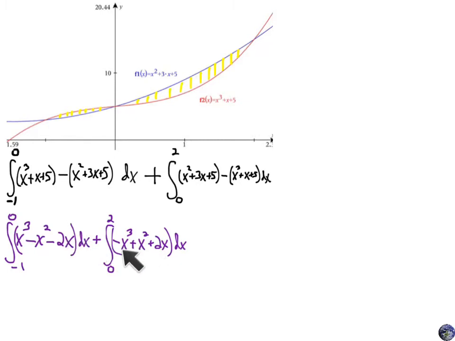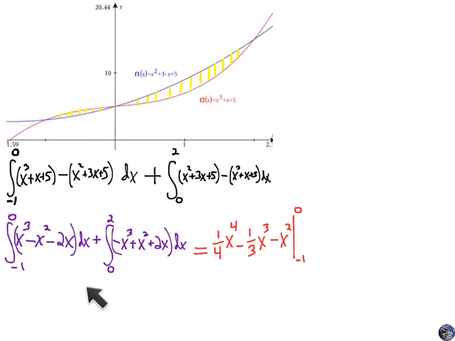And now it's just a matter of doing the integration. So this is just simple direct power rule, nothing fancy. So we just integrate piece by piece. So it's add 1, divide by the new exponent. Just keep on doing that. And we're integrating that one between negative 1 and 0.